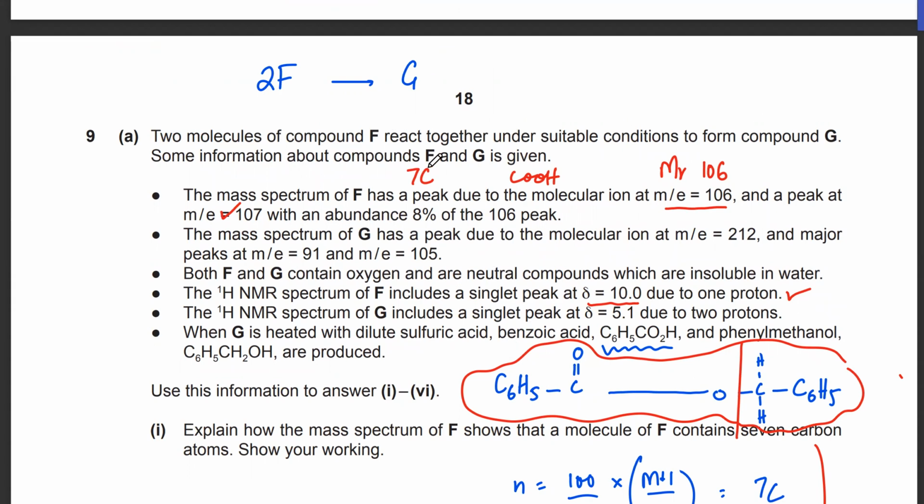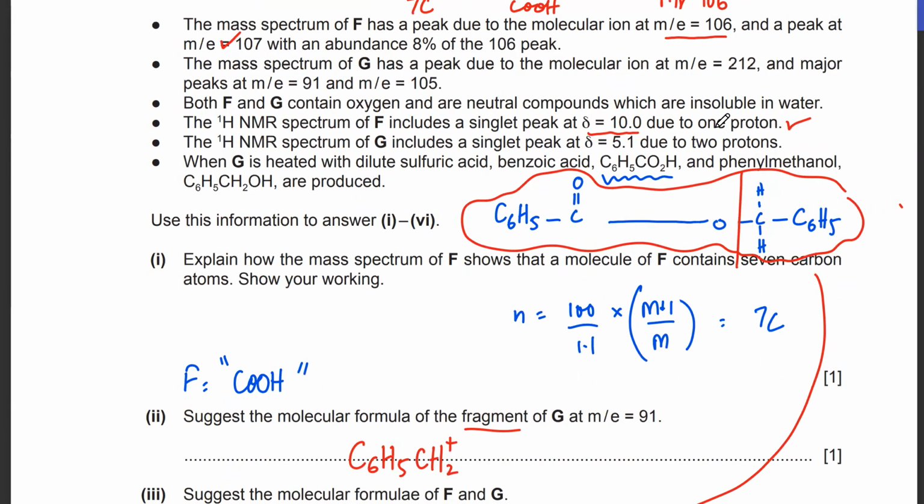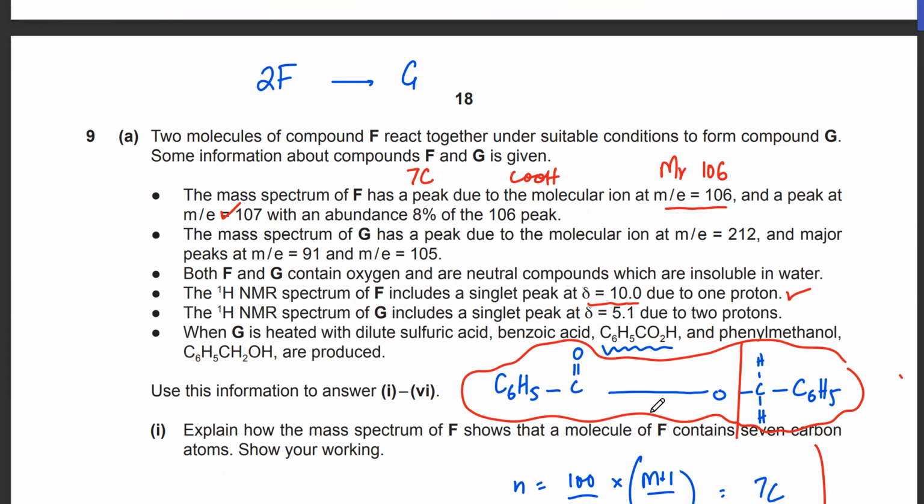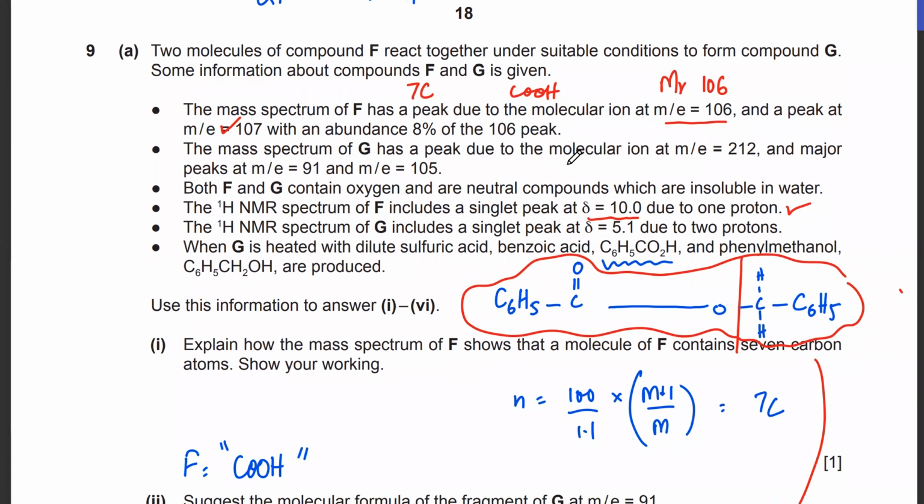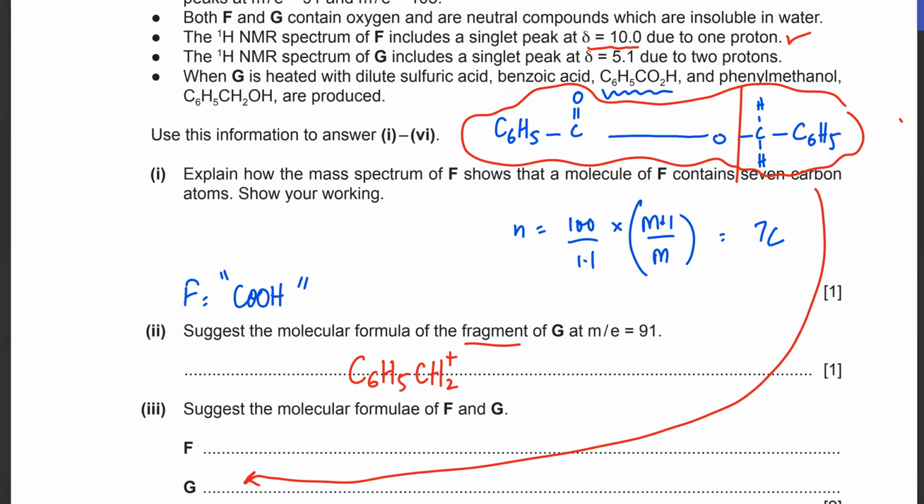So it's a 7 carbon atom molecule. I'm going to make something that's 106, and it's a carboxylic acid as well. So what possibly could it be? Let's go with, forget G at the moment.